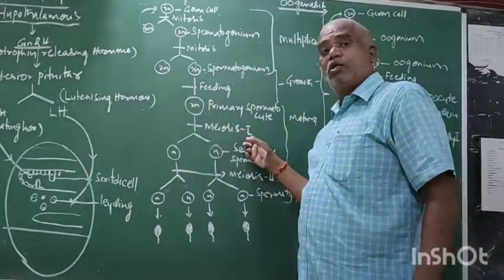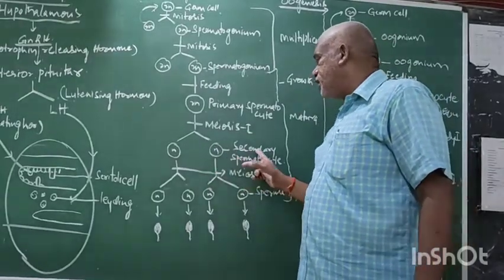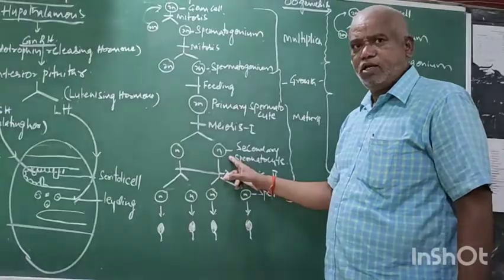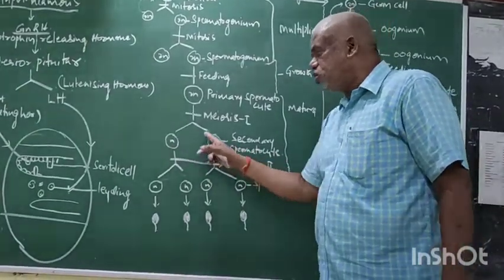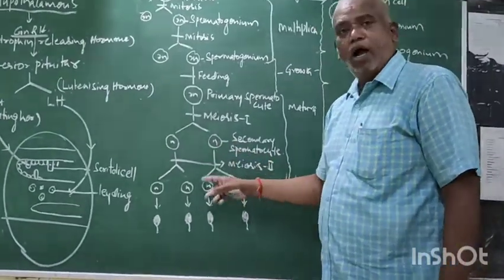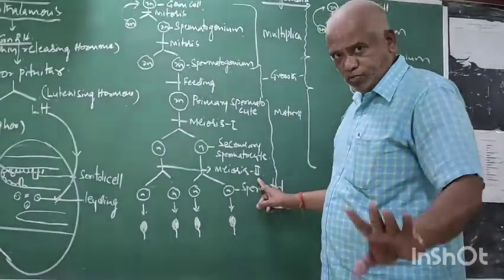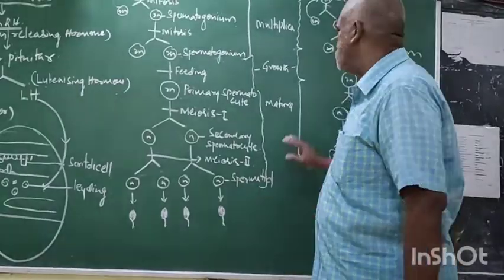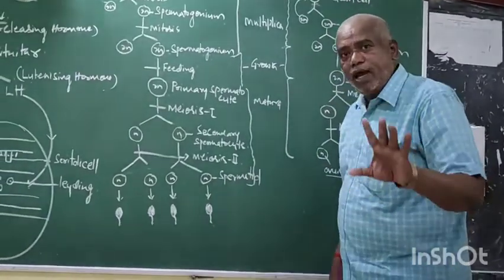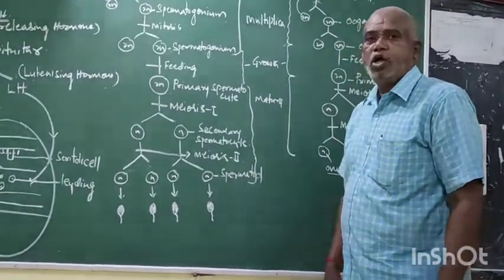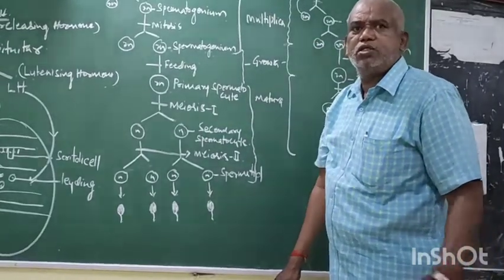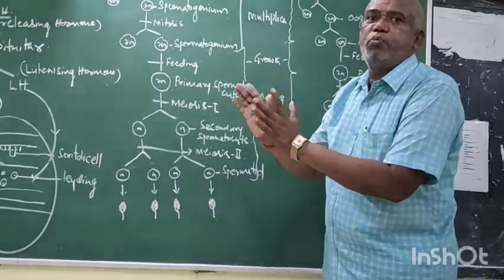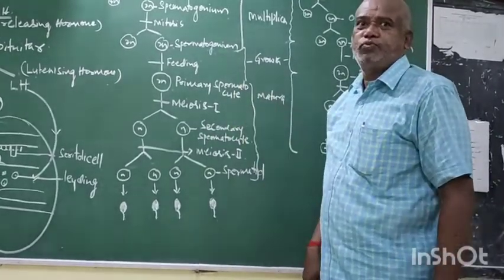Here meiosis I is equal. Hence, how many secondary spermatocytes? 2, both equal. These 2 secondary spermatocytes undergo meiosis II and form 4 spermatids. So this is called maturation. What I am saying here is that total spermatogenesis in males occurs from puberty, or after puberty.